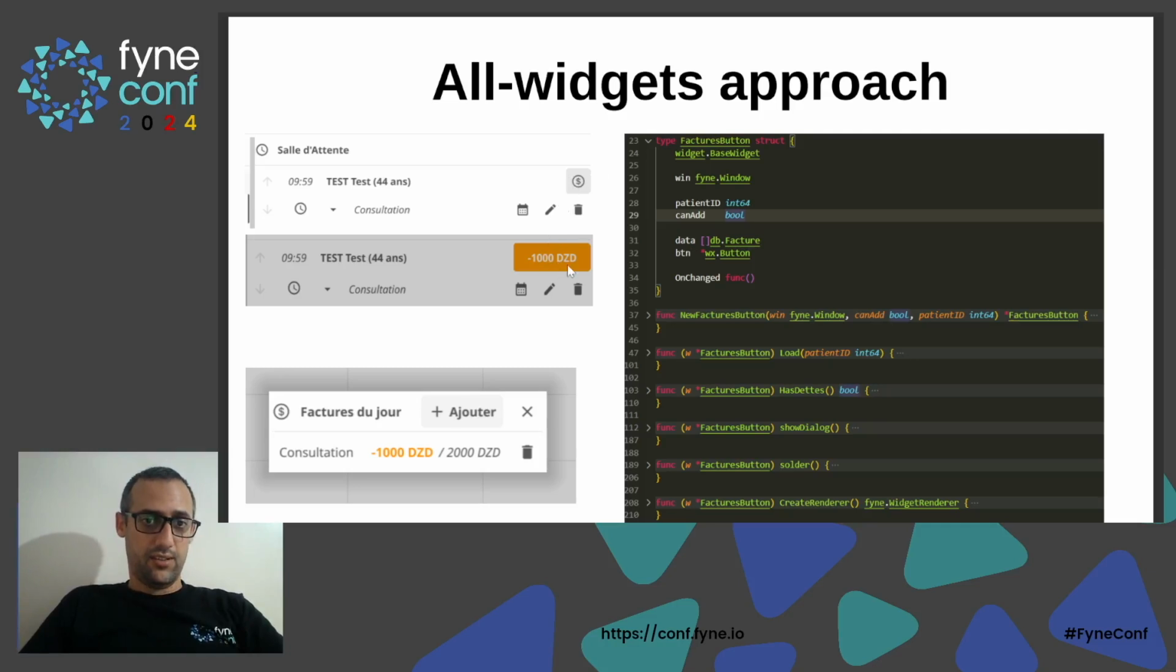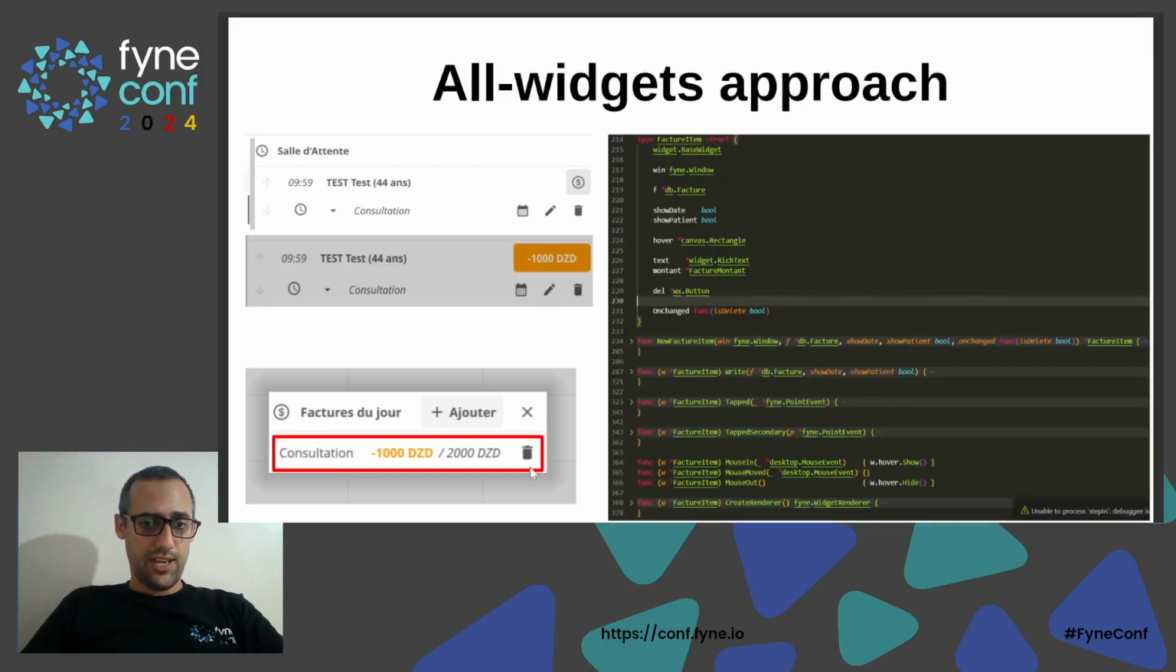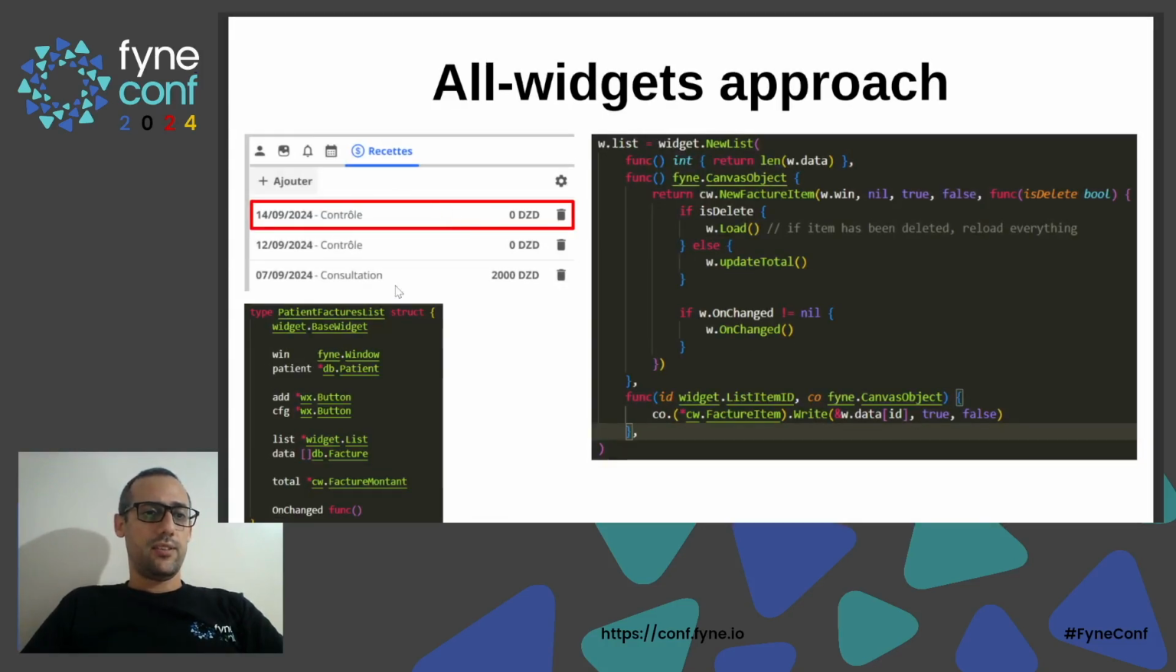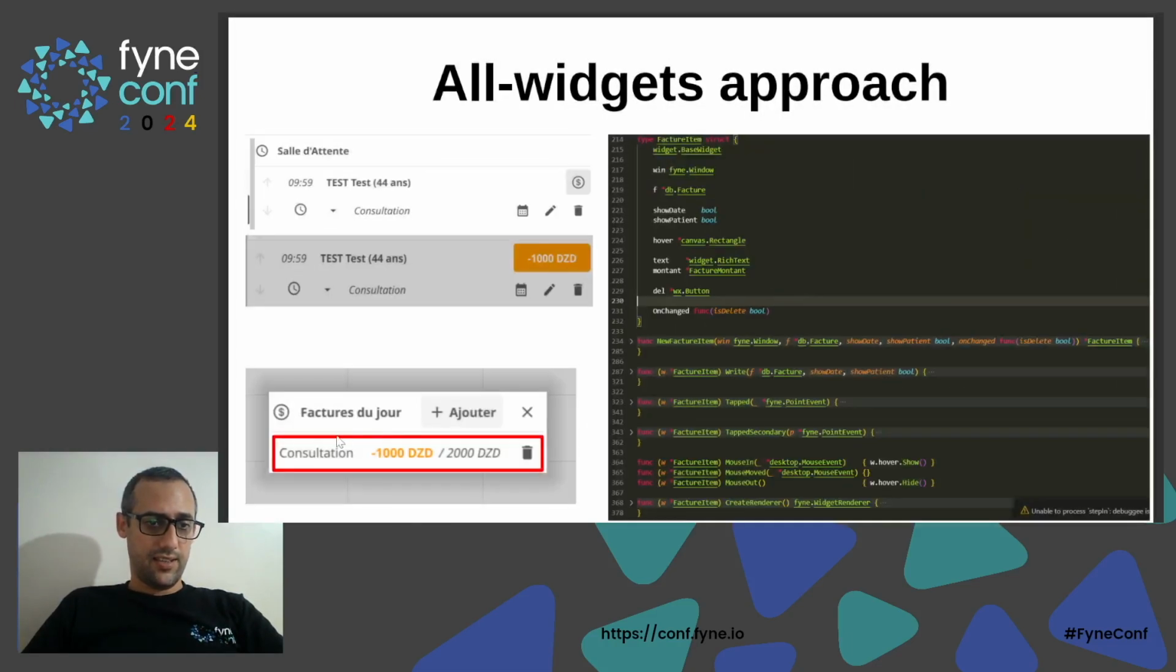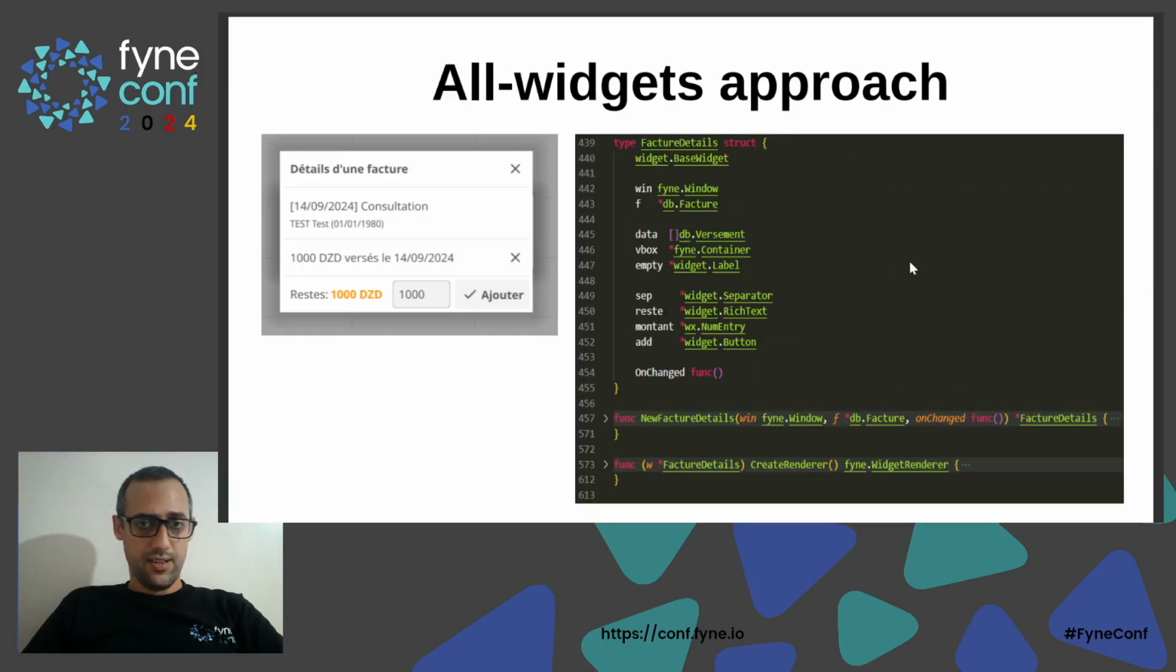Here is the button that I was talking about. It's a facture button. And here is the list of invoices. Each item in this list is also a custom widget. It's a facture item. And if you remember in the patient's invoices listing, this item in the list is the same widget as this item in this dialog. Reusability, and simplicity.